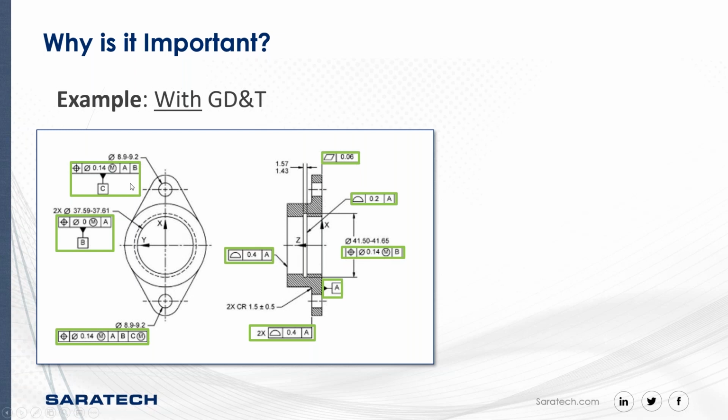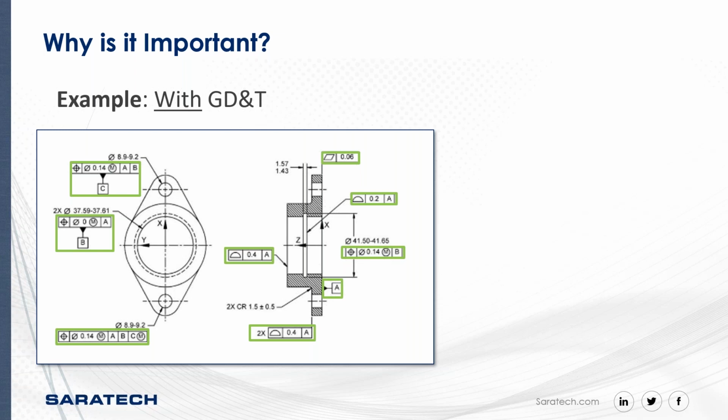Okay, now on the left, we have our positional tolerances. We have a true positional tolerance of 0.14 diameter at maximum material condition relative to A and B and A, and this one as well. So what you'll notice is that we have our primary datum feature defined here. A, B is the center hole, and C is the top hole.